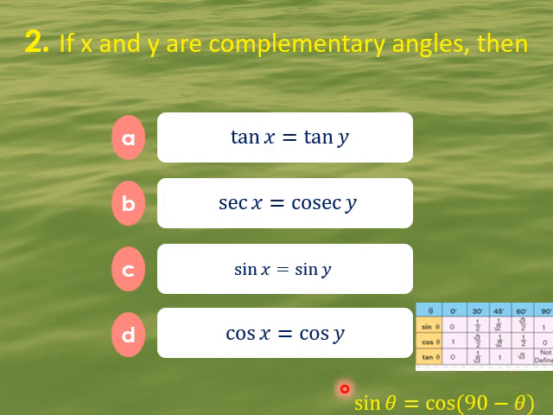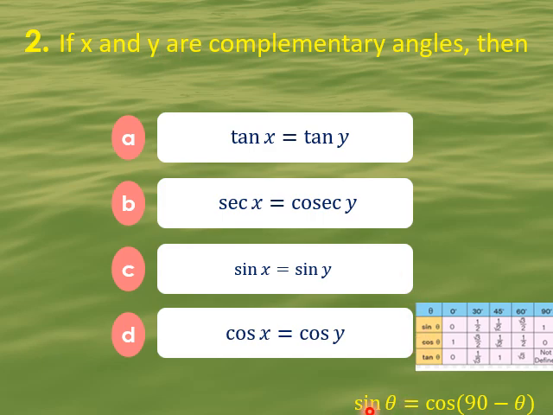This is very important. You must remember this formula, that sine theta is cos of 90 minus theta, or in other words, if sine of angle 1 is equal to cos of angle 2, then angle 1 plus angle 2 is 90 degrees. Let us add these two, theta and 90 minus theta, we will get 90 degrees. So the sum of these two angles is complementary when sine of angle 1 is equal to cos of angle 2. This is very important. So now we are given x and y are complementary.